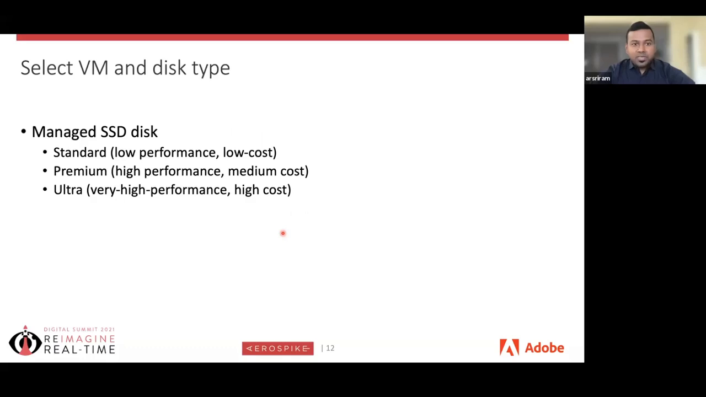And then you have a selection to make in terms of what type of VM and disk you'd like to use. On Azure, you have the managed disk, and there are 3 flavors of them: standard, premium, and ultra. There is a trade-off in terms of performance and cost. The standard being low performance and low cost, and the premium being high performance and medium cost. And the ultra, you get very high performance, but it's a higher cost.